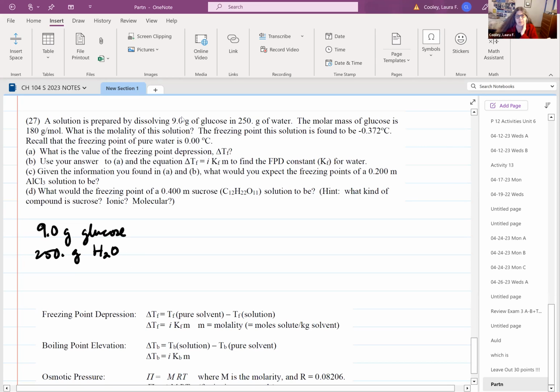Okay. So a solution is prepared by dissolving 9 grams of glucose in 250 grams of water. It tells you the molar mass of glucose. It asks for the molality. Oh, gee, is molality on there? Yeah, I think I should put it on there. I already made copies. I'll have to write it down at the beginning of the test, okay? Somebody remind me, because I think that's something I might have given you, but it's not on this sheet for some reason. So molality. Anybody remember what that is?